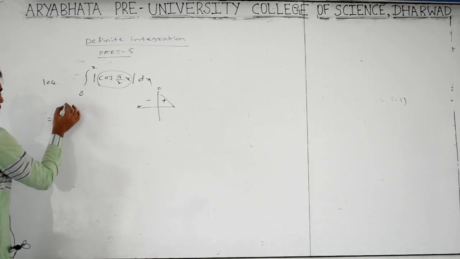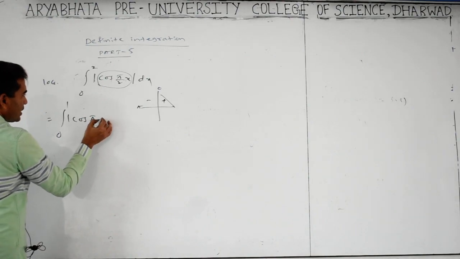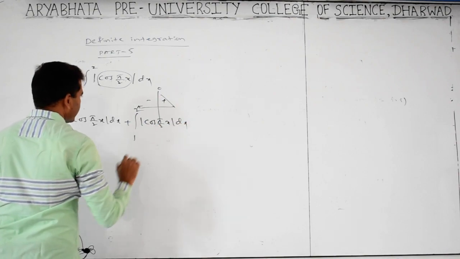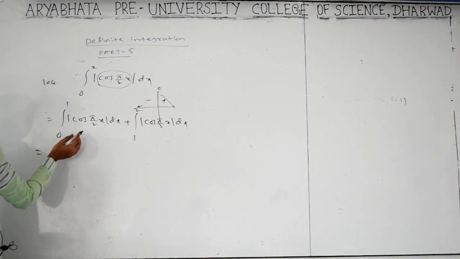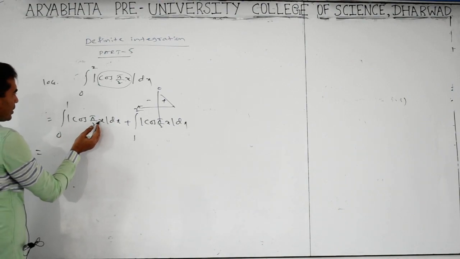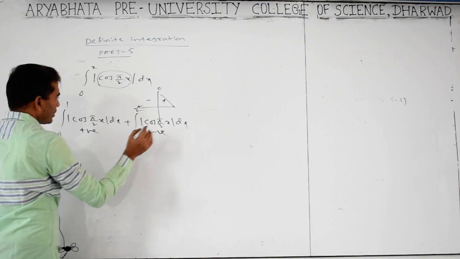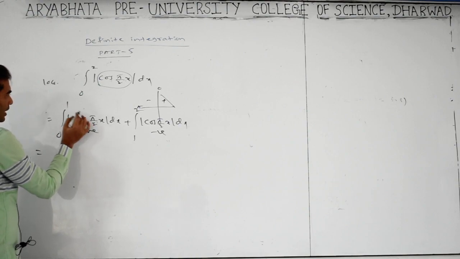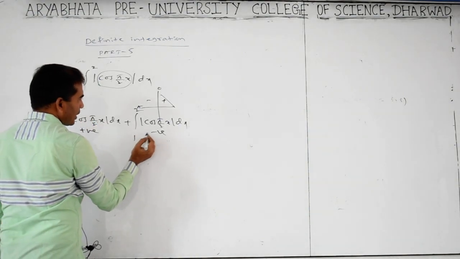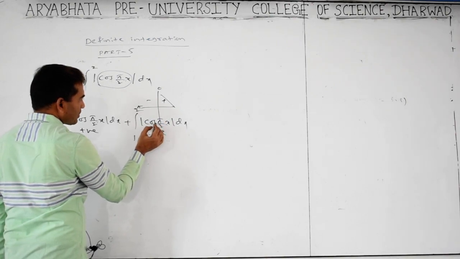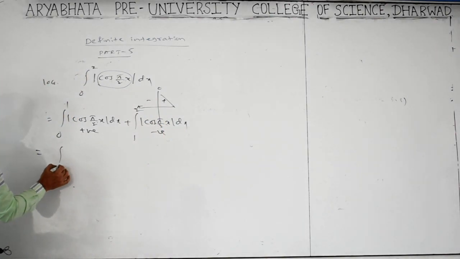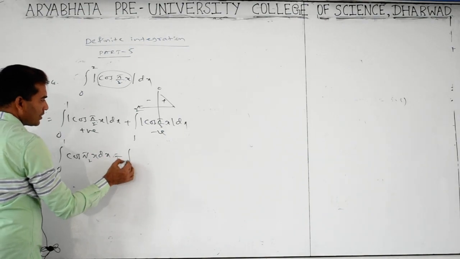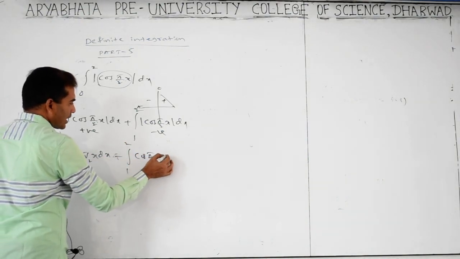So we should split it: 0 to 1 of mod of cos(pi/2 x) dx plus 1 to 2 of mod of cos(pi/2 x) dx. Now this one is positive and this one is negative. Understood? If you put x = 0, cos 0 is 1; at x = 1, cos(pi/2) is 0, meaning positive. Here if you put x = 2, cos(pi) is negative. So positive 0 to 1 cos(pi/2 x) dx, and since it is negative, minus 1 to 2 cos(pi/2 x) dx.